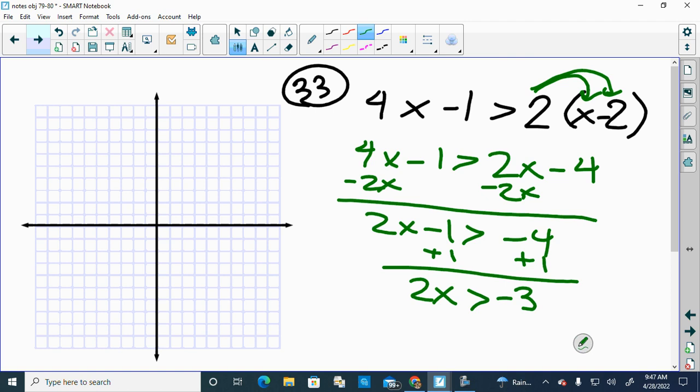What's my last step? Do I switch the sign? No. Because the 2 is not negative. It's the one I'm moving, not the one that's over there.